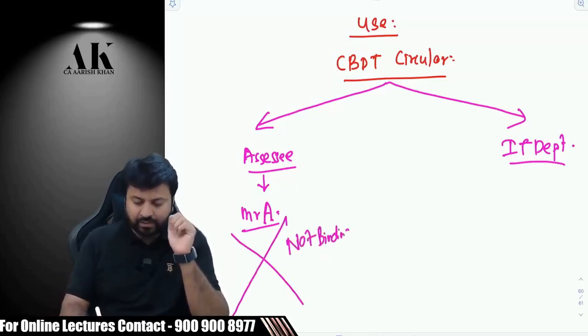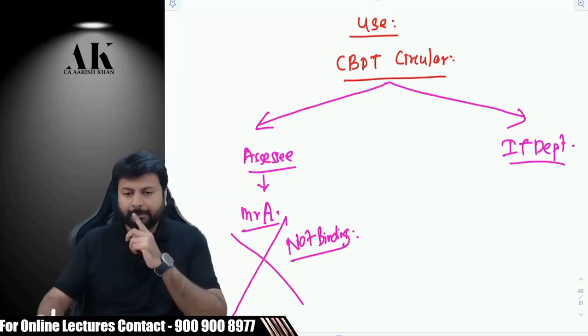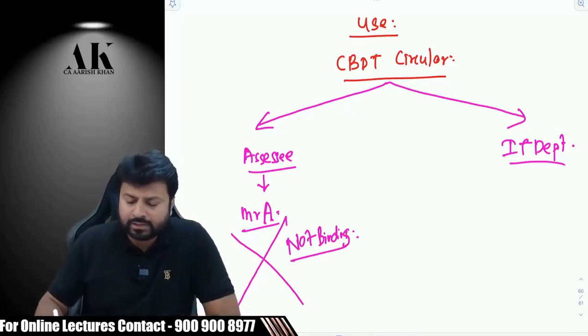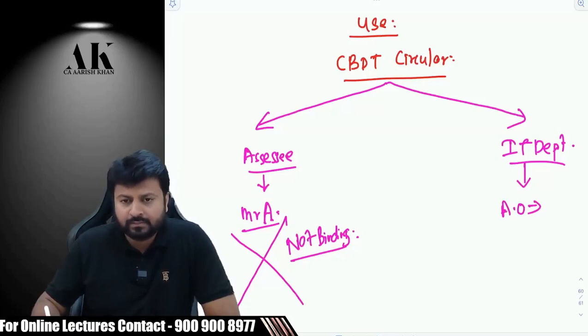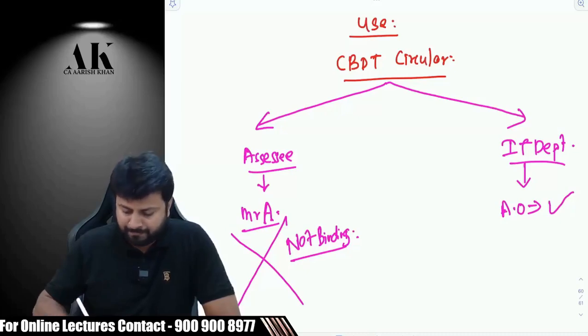First of all, I'll tell you the nature and then I'll tell you the logic. Now, second question: if CBDT issues a circular, is it binding on the assessing officer? Is the assessing officer supposed to follow that? And the answer is yes. Now, why so? The rule is very simple.